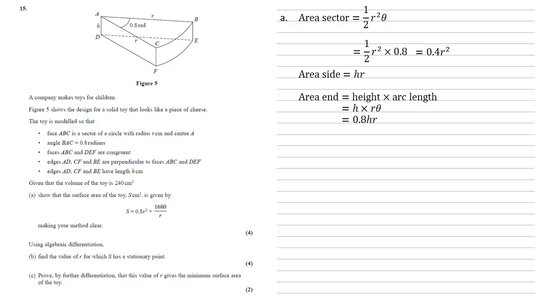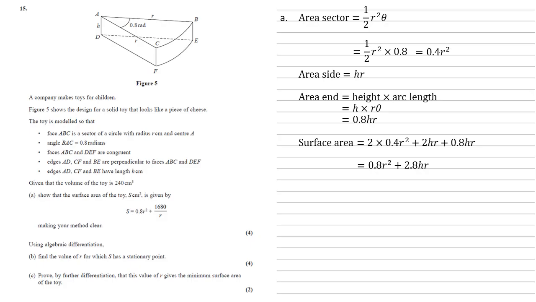Putting these all together to get the surface area of the shape, we get two lots of the ABC measurement, 0.4 r squared, plus two lots of the side, so 2hr, plus the area of the end, which is 0.8 hr. Simplifying this, we've got 0.8 r squared plus 2.8 hr.